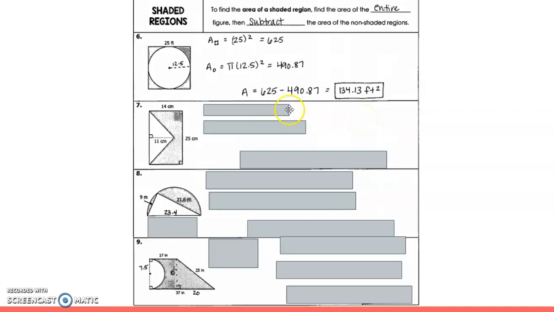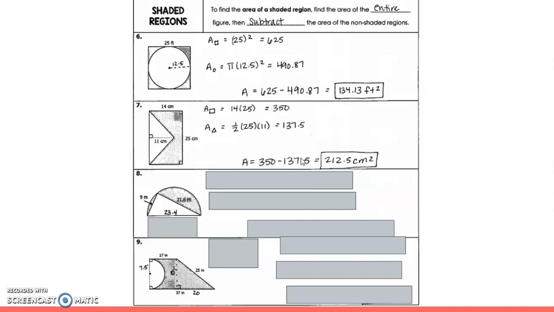Number 7, the two shapes that we're dealing with are a rectangle and a triangle. Starting with the area of our rectangle, we find that that's 350. For the area of our triangle, we find that to be 137.5. And we're going to subtract those to find the area of our shaded region.